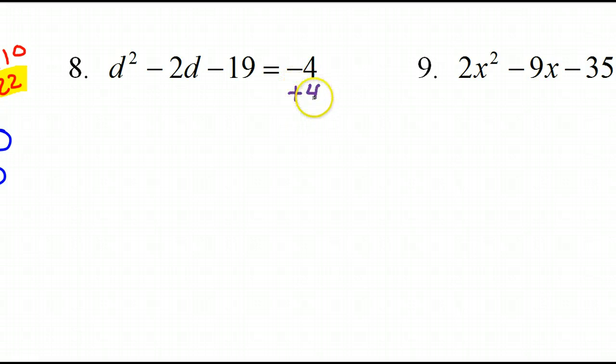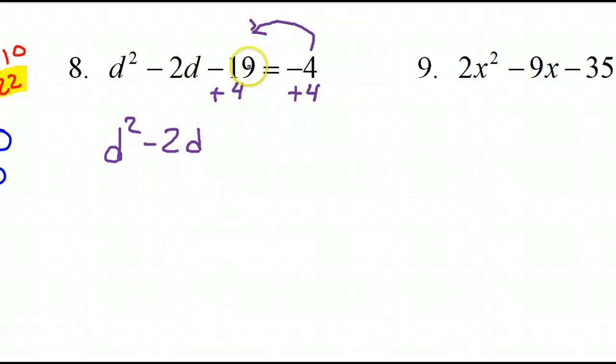Okay, let's add 4 to both sides. Notice how I line these up. I need to move this over, but I know it is the constant term, so I'm going to line up those constant terms. So that's going to give me d squared minus 2d, and this is going to be negative 15 if I put those together, equals 0.